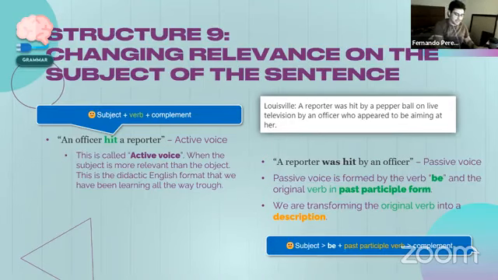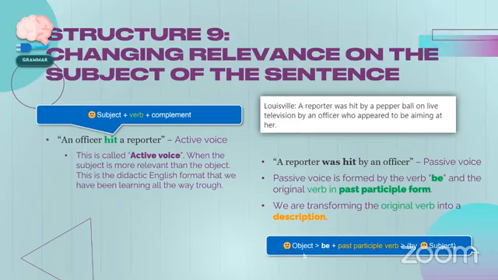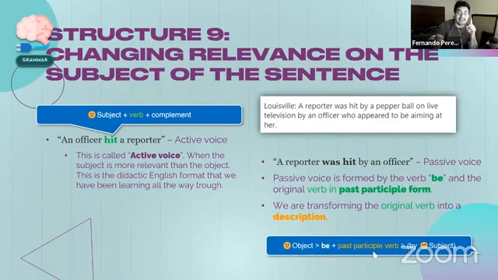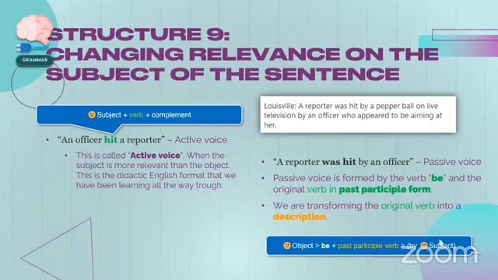When we collocate the object, and then afterwards, we use the connector by, which is optional, and then the subject. So let's use the same structure, Carla, but now let's give emphasis to the donuts. The best donuts are made by Christopher. That's it. Now you get it?